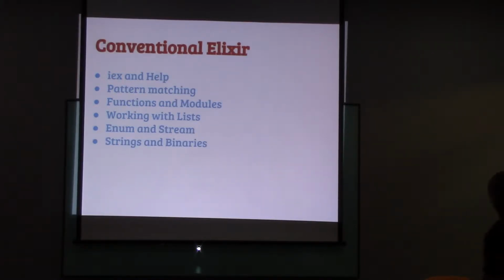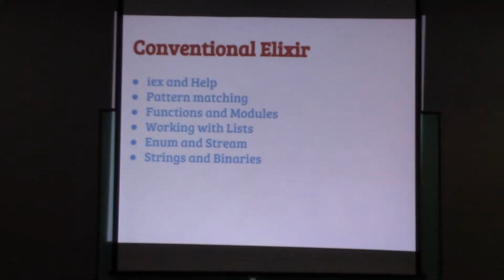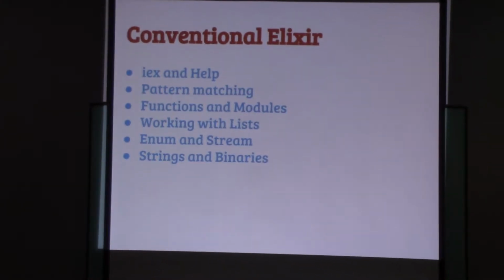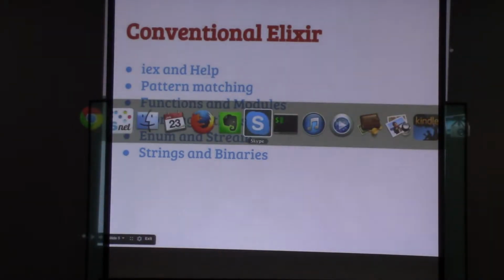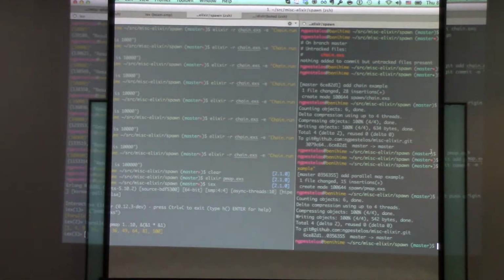Right, so I'll be giving examples now. I'll be taking a tour on, they also have an IRB, it's called IEx. Pattern matching, functions, lists, bit strings, streaming, strings and binaries. In the interest of saving time, I'll probably cut it up to working with lists. It depends on what type of list. So, where am I?